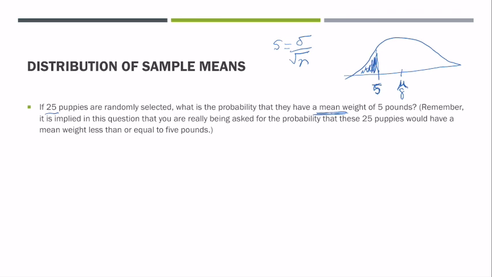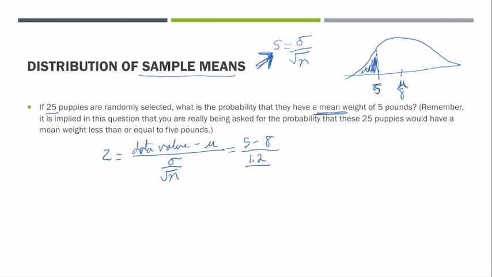Now, I have z equals my data value minus our mean over our standard deviation over the square root of n, because we're looking at the distribution of sample means. The word means tells us we have to use this different standard deviation. So that gives me 5 minus 8 over 1.2 over the square root of n, which gives me negative 3 over 0.24, which is negative 12.5.